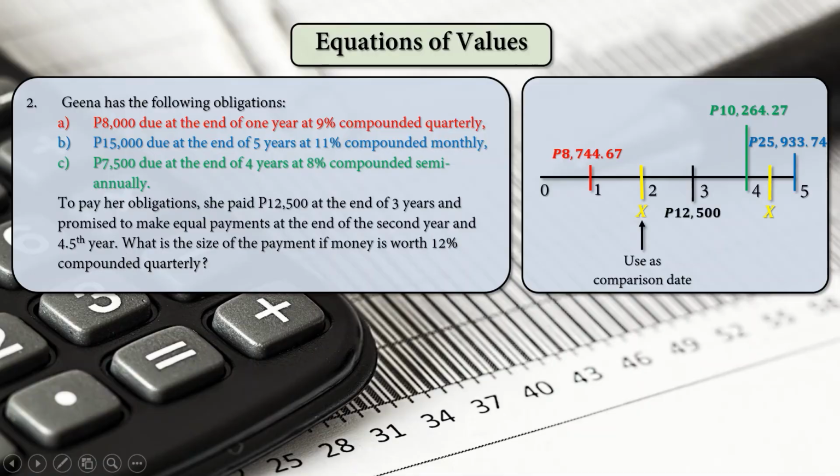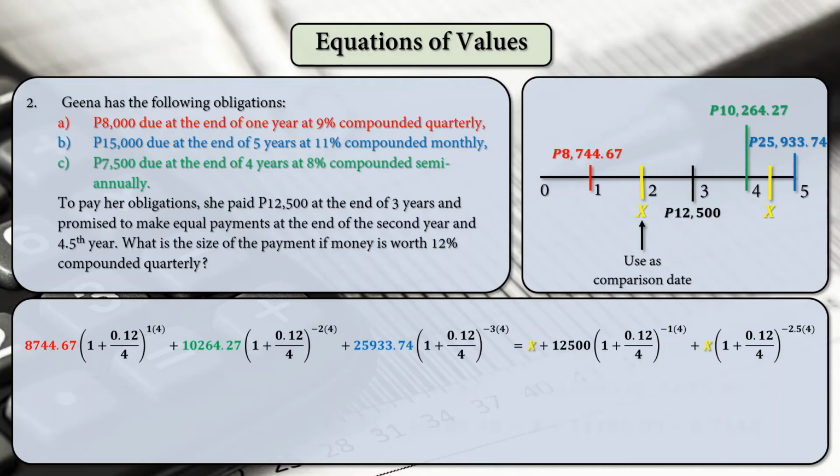So, i-equate natin yung obligations is equal to payments and we are going to use the second year as our focal date or our comparison date. So, i-equate natin lahat-lahat ng obligations niya sa left side ng ating equation. And then, sa right side, lahat-lahat ng kanyang payments including X which is unknown. So, the future value after 1 year of her first obligation is 8,744 and 67 times 1 plus 0.12 divided by 4 since 0.12 yung money worth natin, compounded quarterly. So, applicable yan sa lahat.